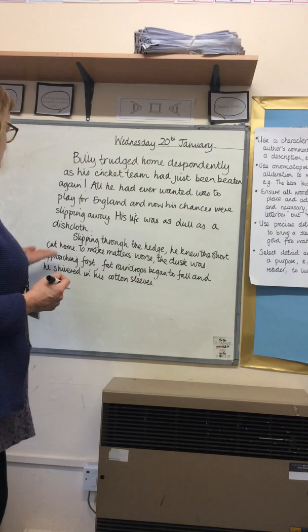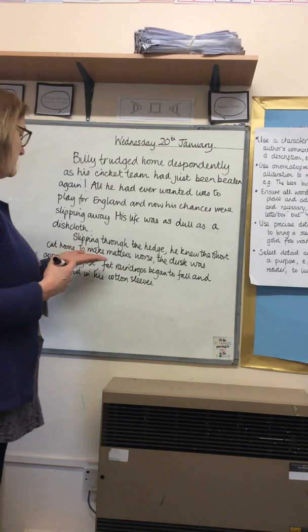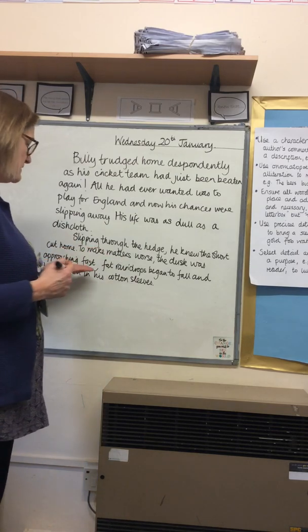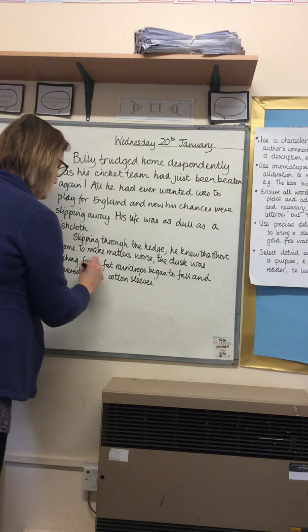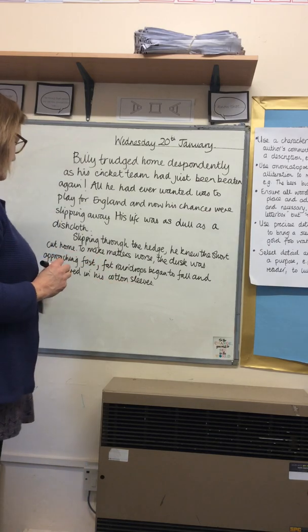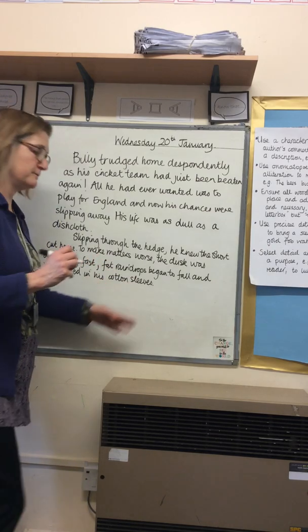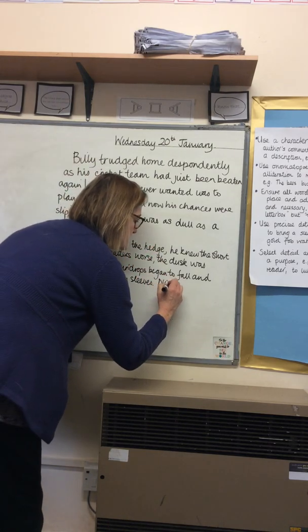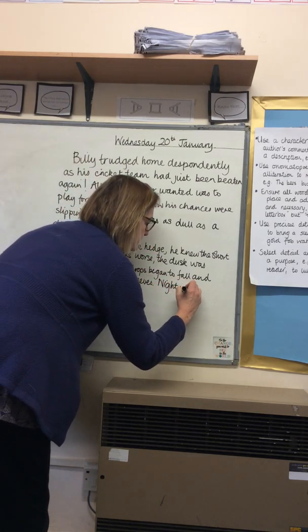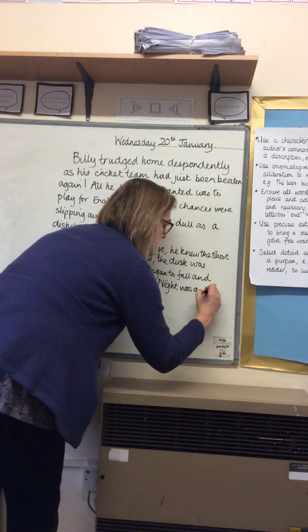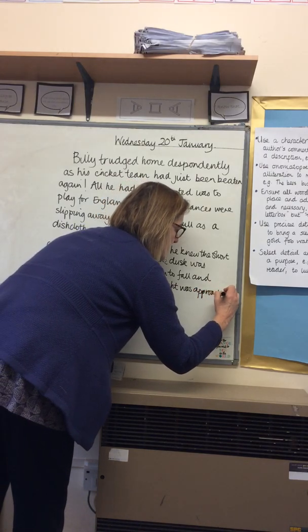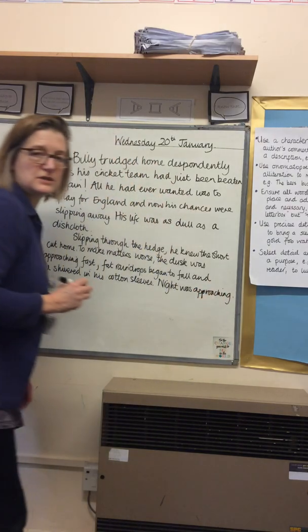Slipping through the hedge, he knew the shortcut home, so he's making a shortcut. To make matters worse, the dusk was approaching fast, comma. Fat raindrops began to fall and he shivered in his cotton sleeves. Night was approaching. So we're already putting him in an uncomfortable position.